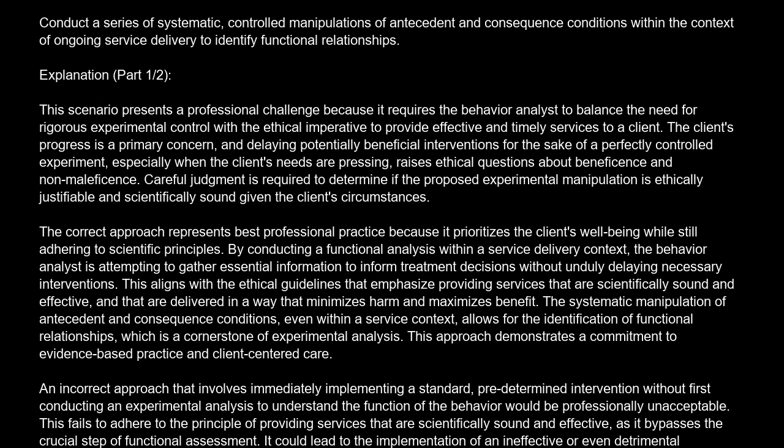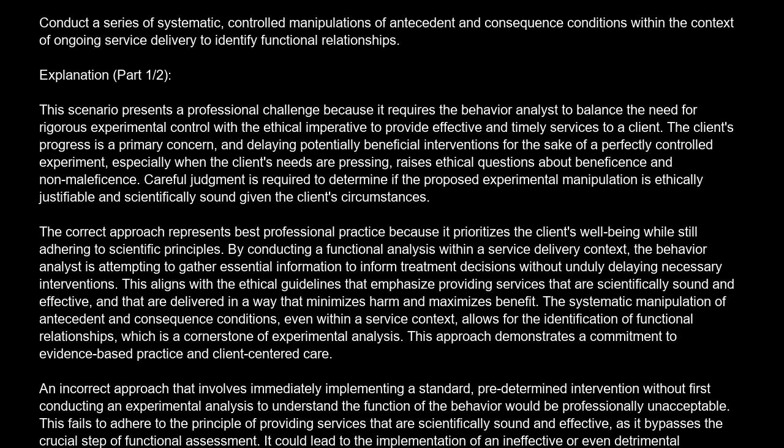Conduct a series of systematic, controlled manipulations of antecedent and consequence conditions within the context of ongoing service delivery to identify functional relationships. Explanation. This scenario presents a professional challenge because it requires the behavior analyst to balance the need for rigorous experimental control with the ethical imperative to provide effective and timely services to a client. The client's progress is a primary concern, and delaying potentially beneficial interventions for the sake of a perfectly controlled experiment, especially when the client's needs are pressing, raises ethical questions about beneficence and non-maleficence.